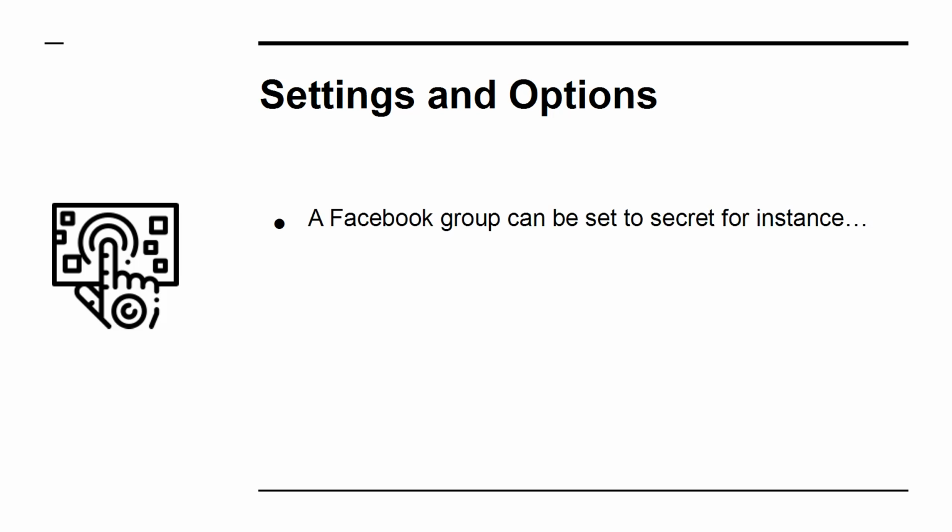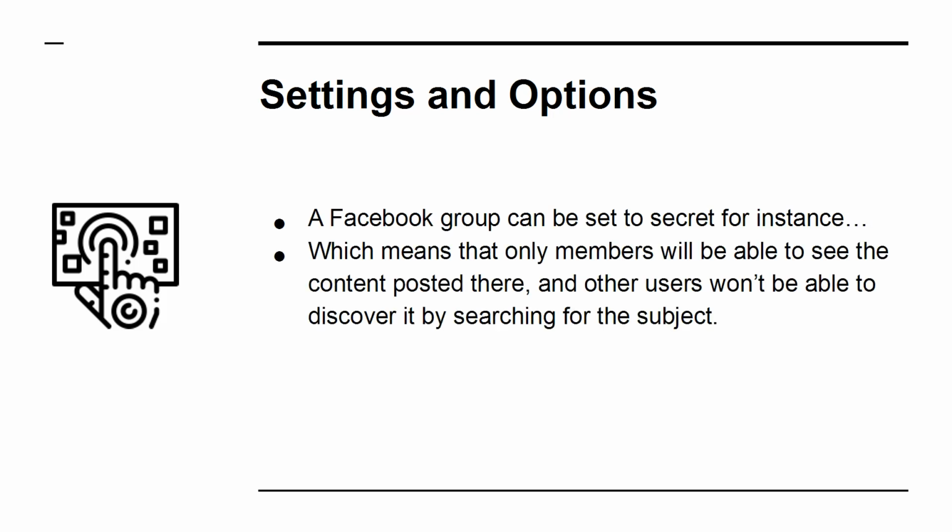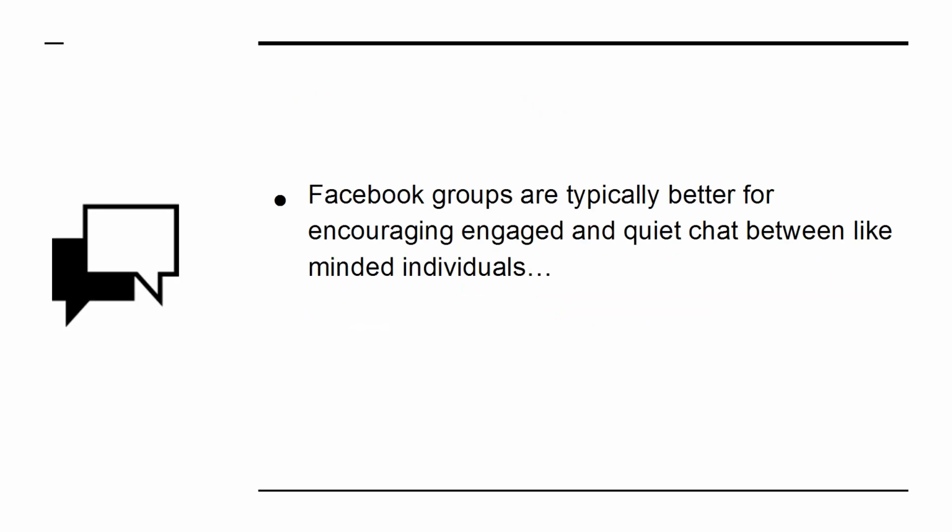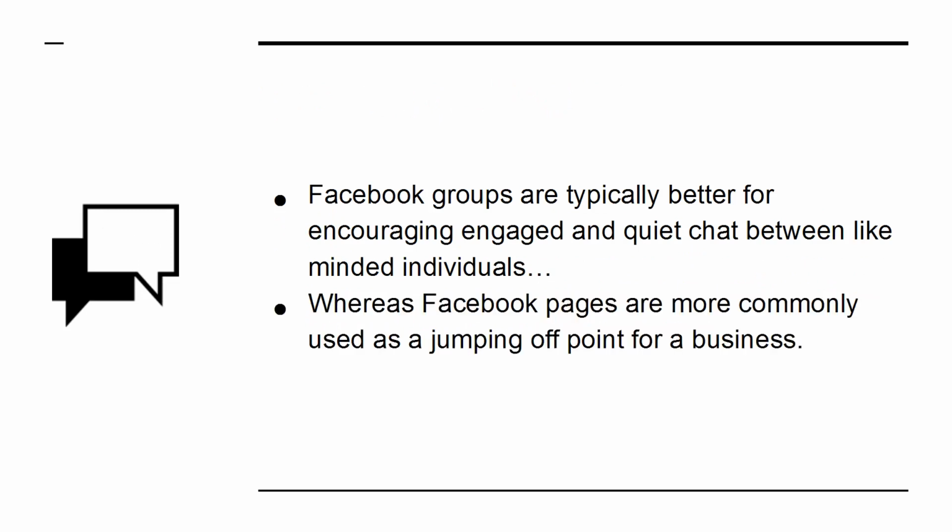Another difference is in the settings and options. A Facebook group can be set to secret, for instance, which means that only members will be able to see the content posted there, and other members won't be able to discover it by searching for the subject. Facebook groups are typically better for encouraging engaged and quiet chat between like-minded individuals, whereas Facebook pages are more commonly used as a jumping-off point for a business.